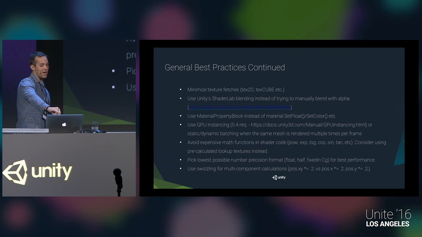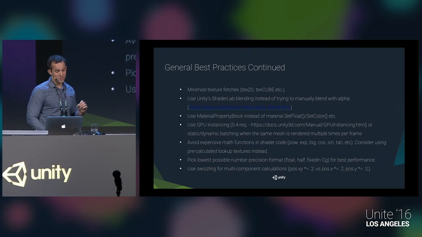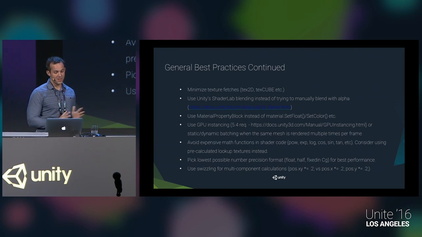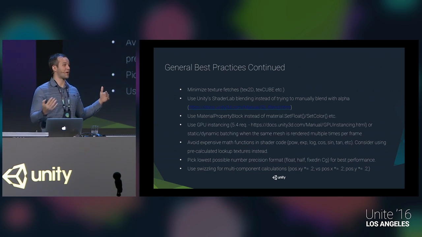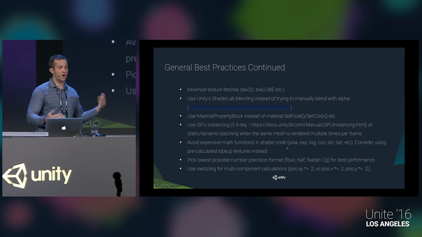Use material property block instead of material set float or set color. This is a very, very important tip if you guys are doing a lot of animation in your actual material properties inside your shaders. Material property blocks are a far more optimized way than using set float or set color, which actually create copies of your materials every time you do that. So if you're doing this in an update frame, you're copying materials and creating garbage every frame, and it is just generally going to hurt your performance.